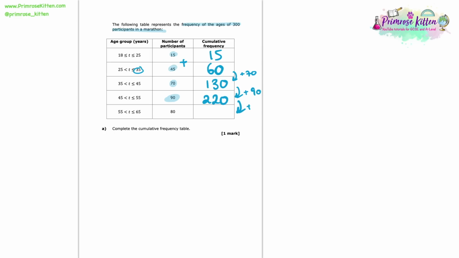And to get cumulative frequency up to 65, we need to add that 80, which gives us 300, which makes sense considering that we have 300 participants in this marathon. That is what we would expect.